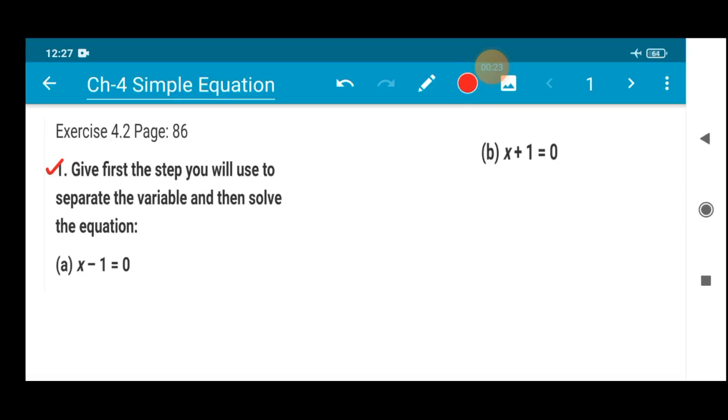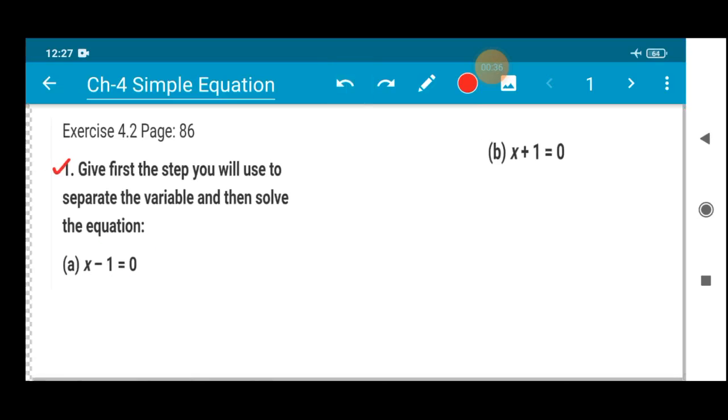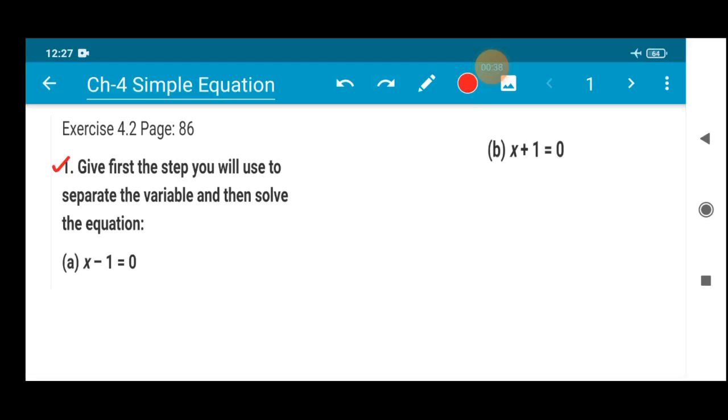In the previous exercise we set up an equation. We formed an equation using the statement, but in this question the equation is given to you, right? Here you have to solve it. You have to find the value of the x variable, the unknown variable.